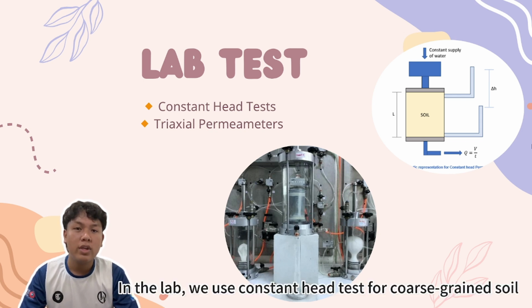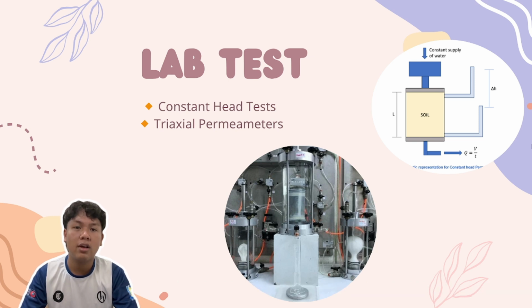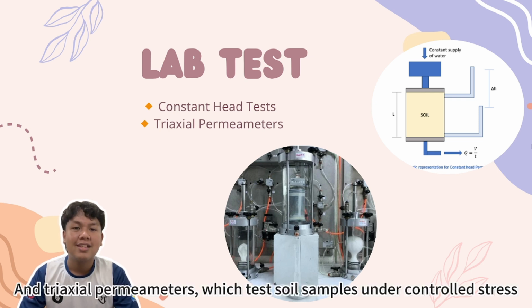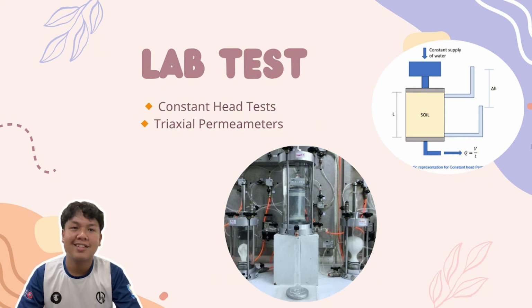In the lab, we use the constant head test for coarse-grained soil, measuring water flow at a constant pressure, and triaxial permeability tests, which test a soil sample under controlled stress.